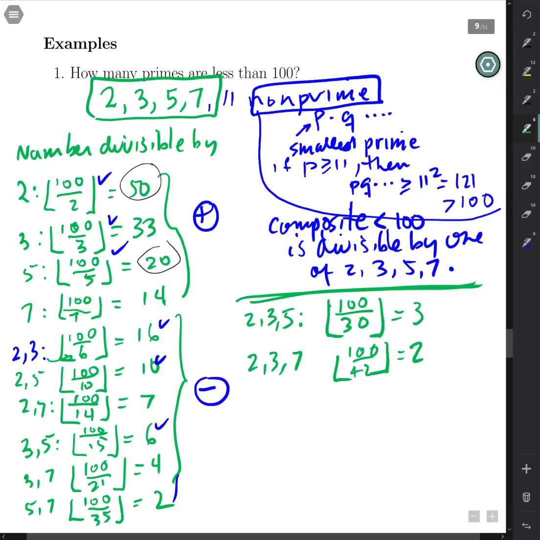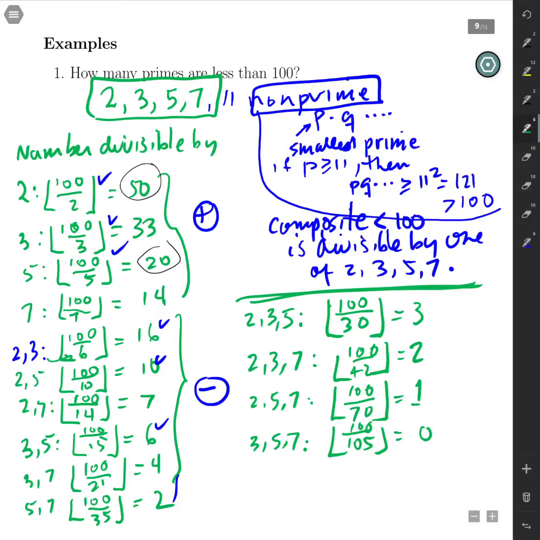So here we've left out 7, here we've left out 5. Now let's leave out 3, so 2, 5, and 7. And that'll be 100 divided by 70. 2 times 5 times 7 is 70. There's only one of those. And then finally leave the 2 out, leaving the other 3 numbers, 3, 5, and 7. And that's 105. So I recognize that number. The floor function is 0, because that number is less than 1.